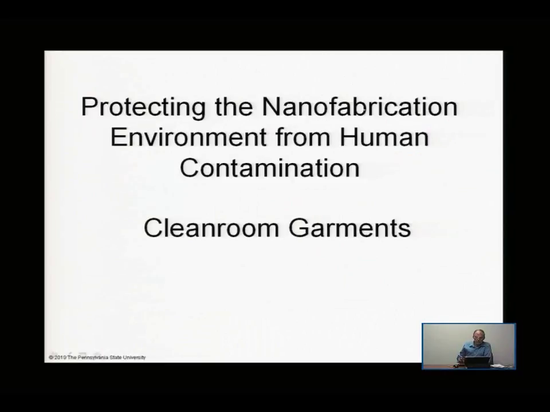So, protecting the nanofabrication environment from human contamination. Obviously, depending on the situation, if it's a clean room, you need clean room garb, clean room garments. If it's a hood, you don't need as extensive special clothing. So you have to adjust for the situation. But whenever the humans are in contact with processing, you have to worry about this human contamination issue.